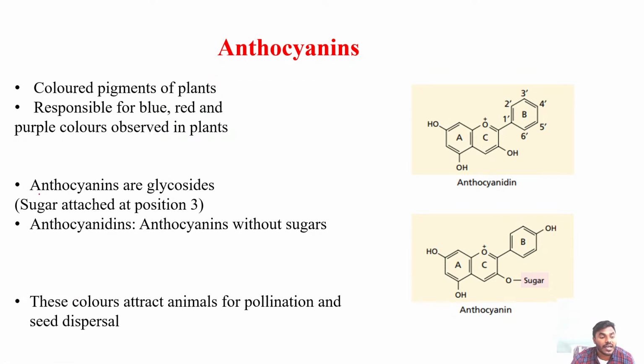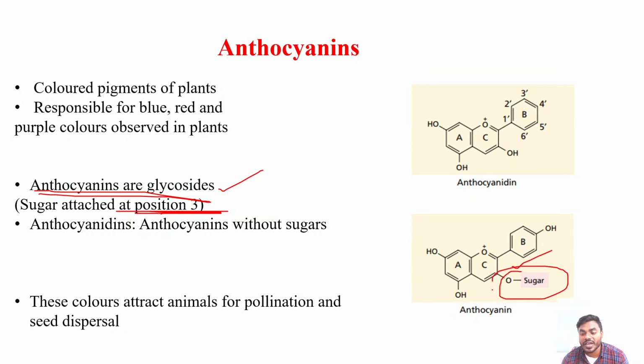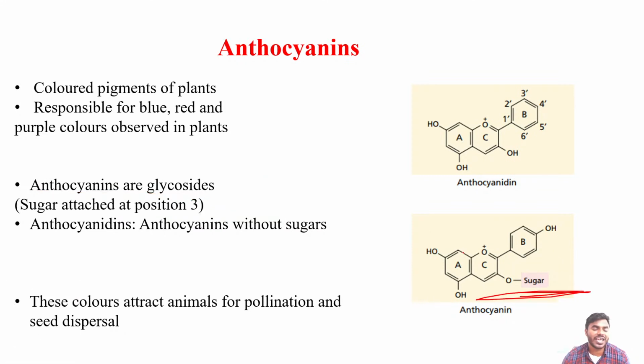All the students listen, anthocyanins are glycosides. You have to remember this. Anthocyanins are what? Glycosides, where the sugar is attached at position 3. Please look into the structure. This is the anthocyanin. Always at the 3rd position, sugar is present. Listen to my statements carefully, friends. If sugar is not present, then, friends, we can't call it an anthocyanin.